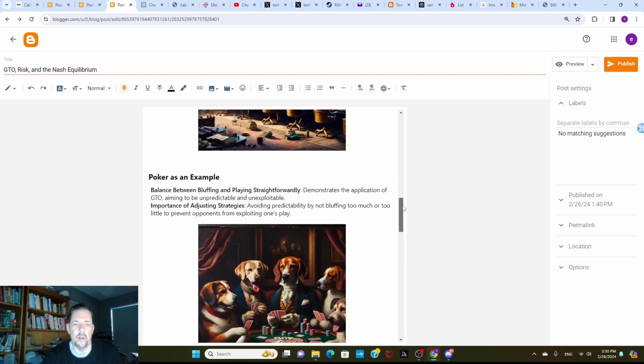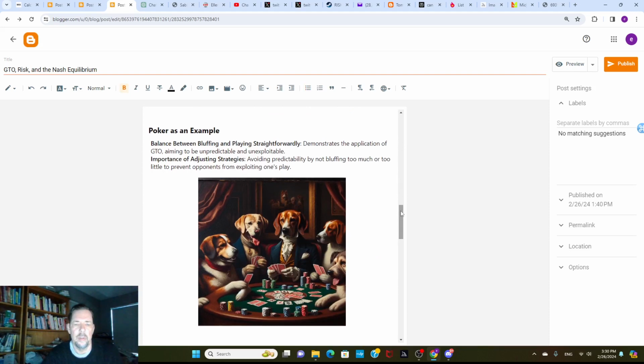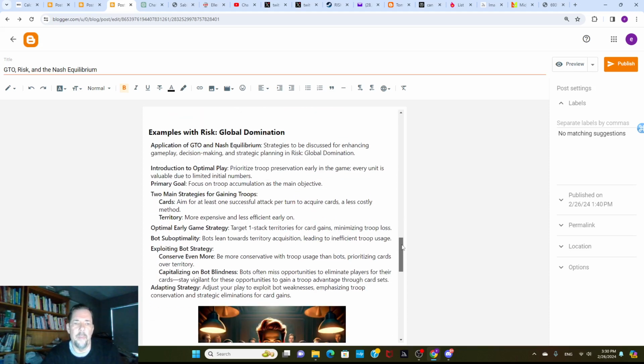I use poker as an example, where the Nash equilibrium would be mixing your bluffs and your bets with strong hands in such a way that your opponent can't profitably either call all the time, because you're bluffing too much, or fold all the time, because you're not bluffing enough. And then I give an example.